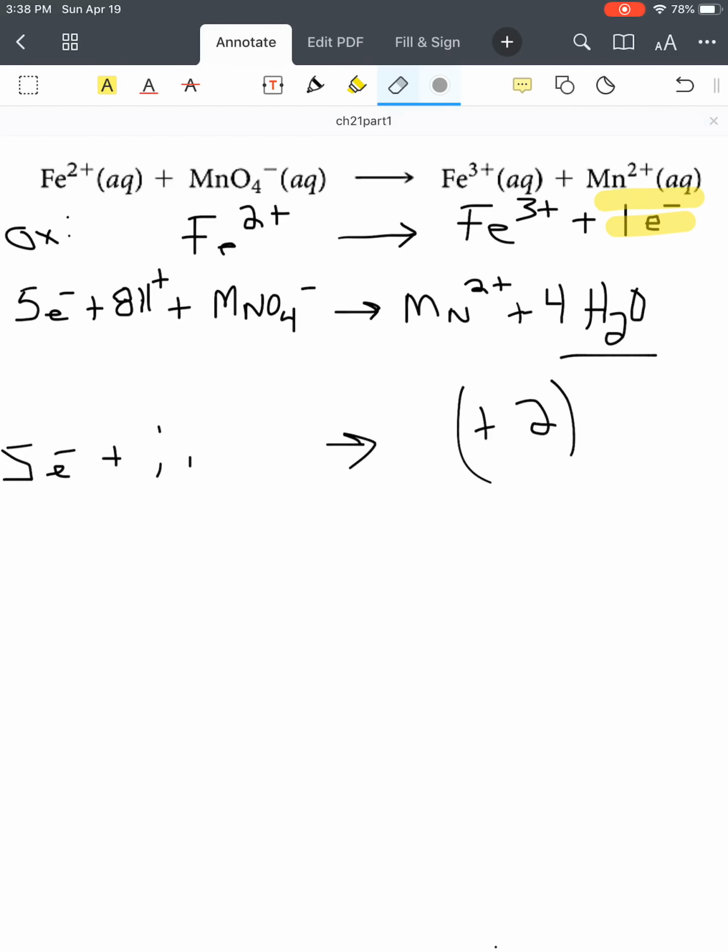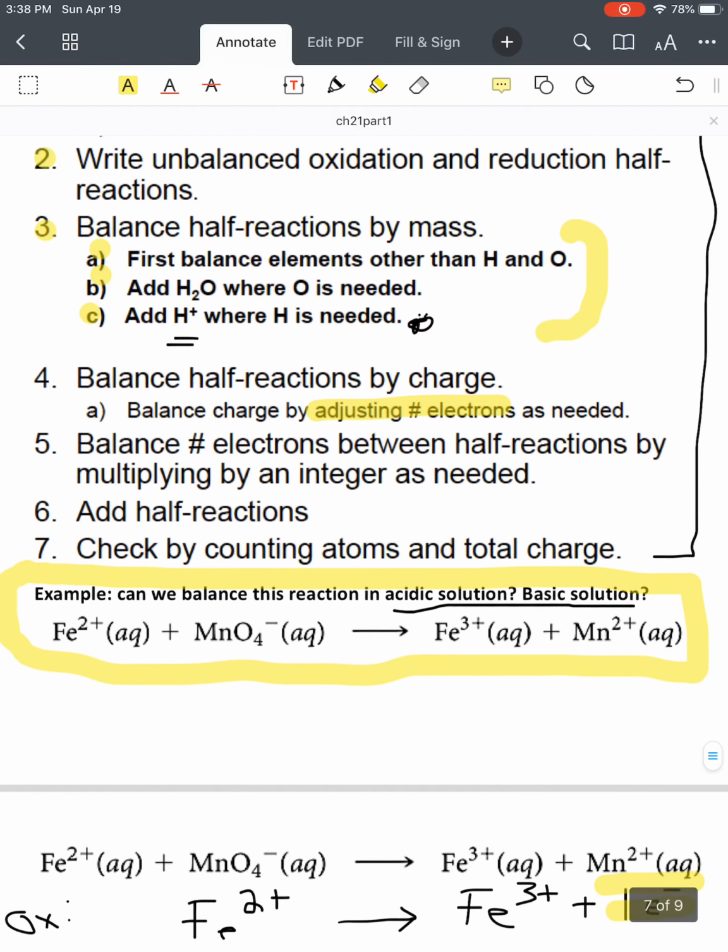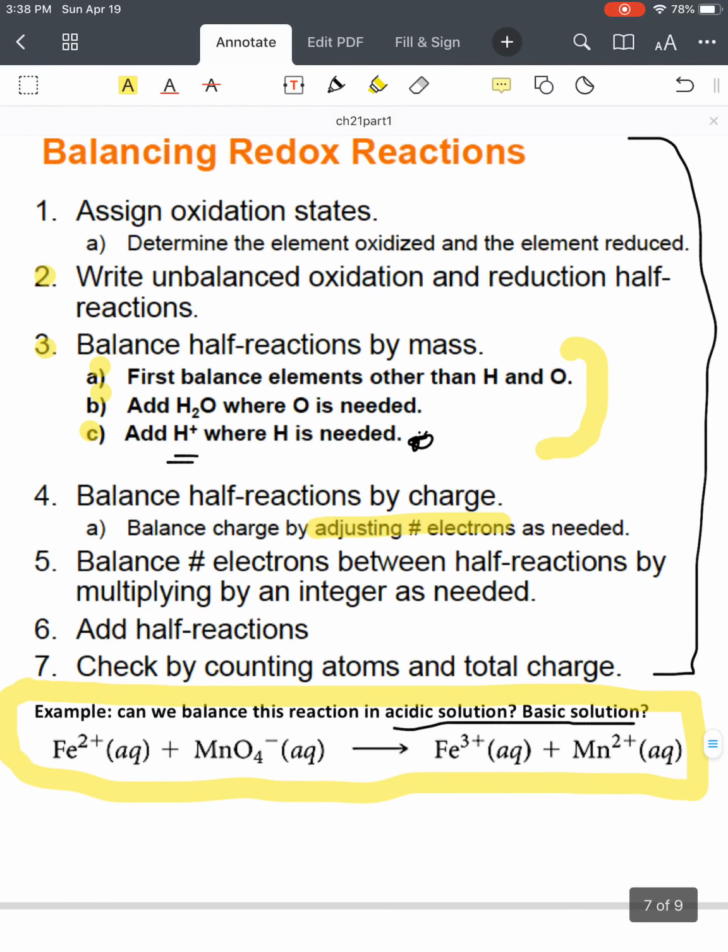Now if I do that, I've got +2 charge on both sides of the arrow, and that reaction is now charge balanced. So I'm following my protocol. Let's go back just to make sure, okay? Did I assign oxidation states? Yes, that was my first thing I did.